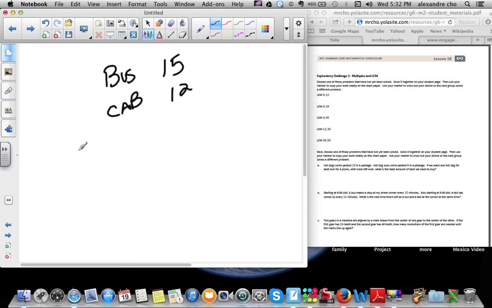LCM again. Okay, because it's something that's repeating over and over and over, remember? You want to find the least common multiple.